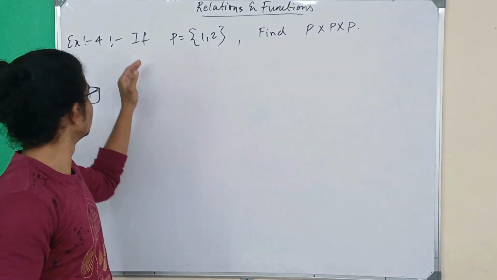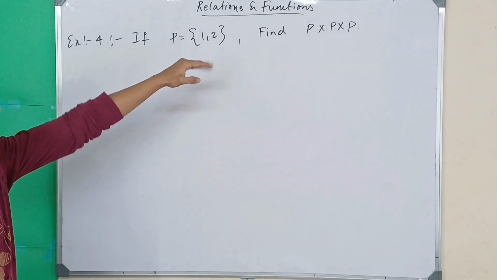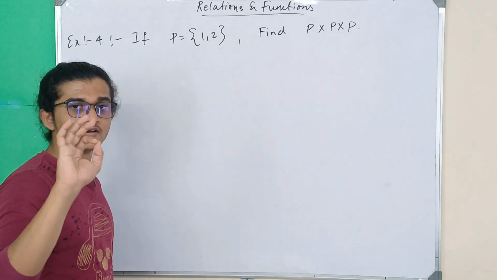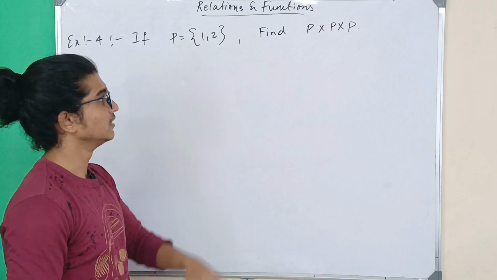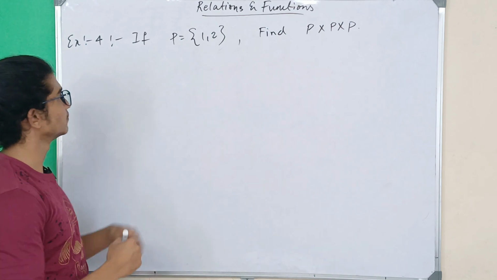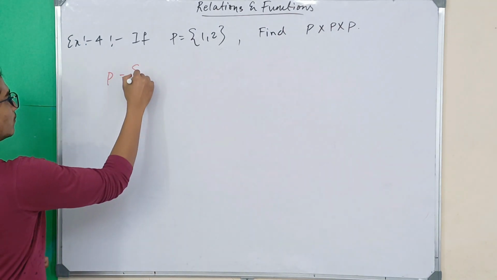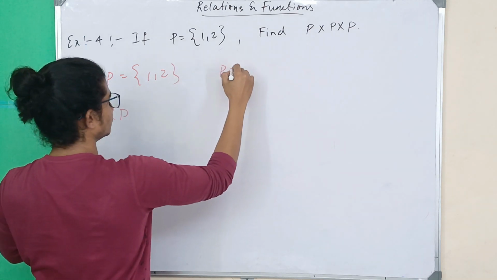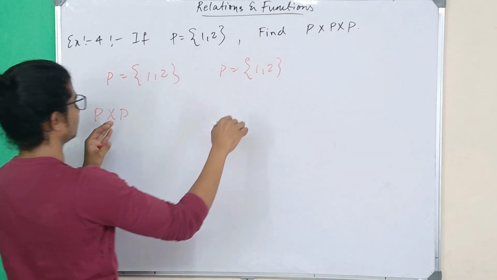So the next one is, if P equals {1, 2}, find P cross P cross P. I suggest you try this. So if you know how to solve this, pause the video and solve this and then compare with my answers. So P equals {1, 2}. So let's first find P cross P, which is the product of 2 Cartesian sets.